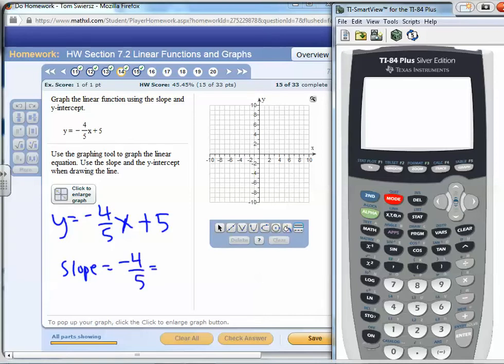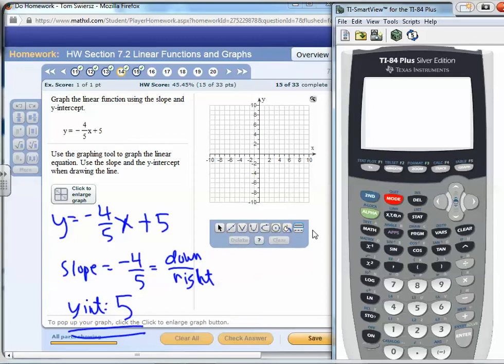Now, since negative 4/5 is a negative number, we're going to go down and to the right. But what we have to start at is the y-intercept, and since it's plus 5, the y-intercept is a positive 5. So first graph the y-intercept 0, 5. It crosses the y-axis at 5. From there, we're going to go down 4 and over to the right 5 to get our second point.